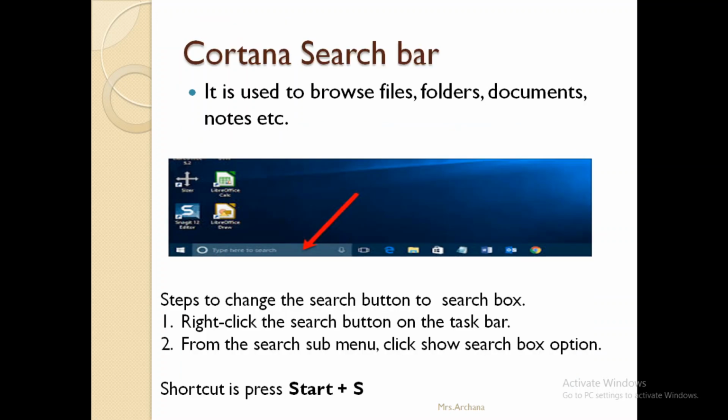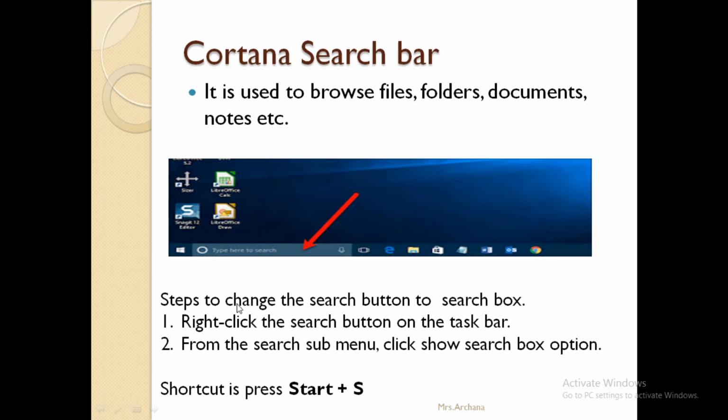Next is your Cortana search bar. It is used to browse files, folders, documents, notes, etc. Previously, when I was showing you the example of the taskbar, I also showed you this search option. This is what is called the Cortana search bar.